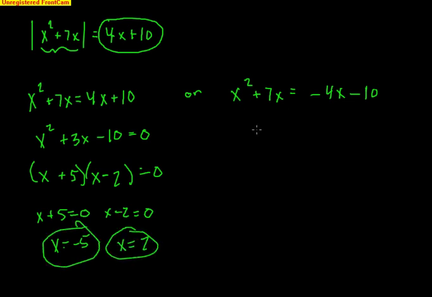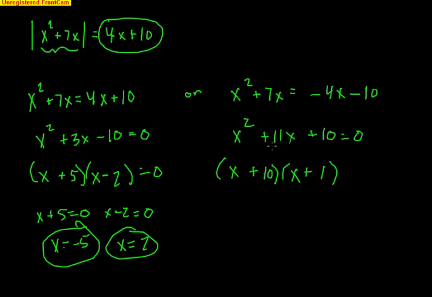Now let's come over here and do this one. x squared, this time I'm going to add the 4x to get an 11x. I'm going to add the 10 to get a plus 10, equals 0. And let's try to factor this guy here. A 5 and a 2 won't make an 11. Let's try a 10 and a 1, because if I do a 10 and a 1, I get a 10 on the back part there, and I also get a 10x and a 1x, which makes an 11x.